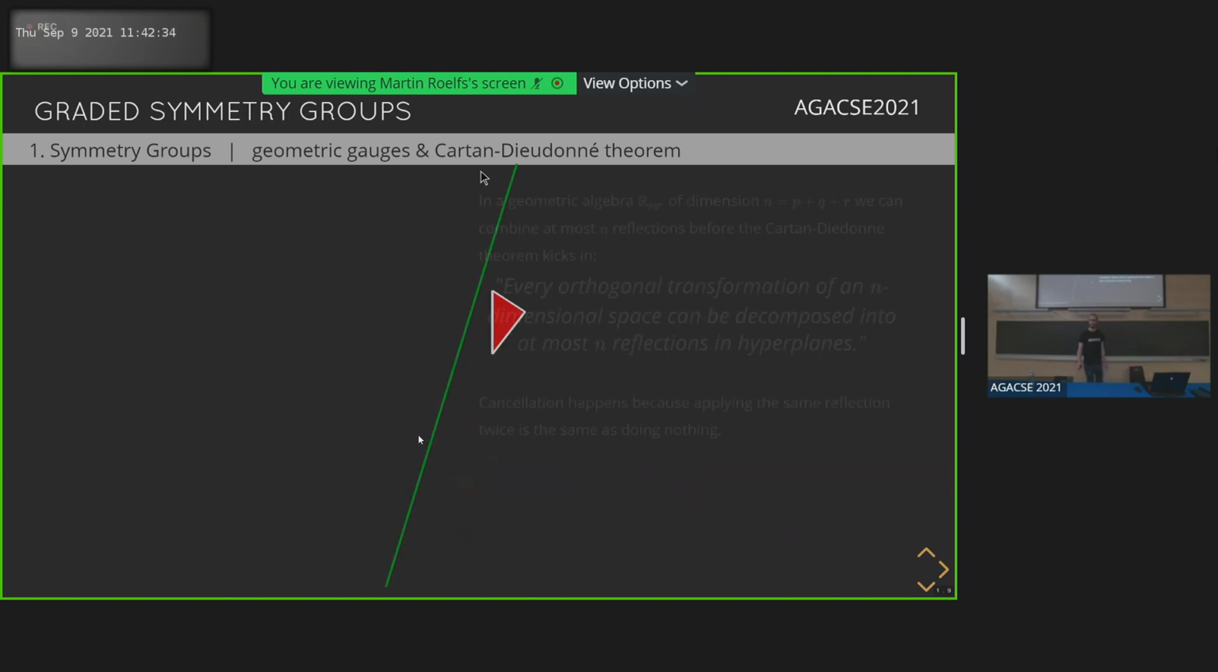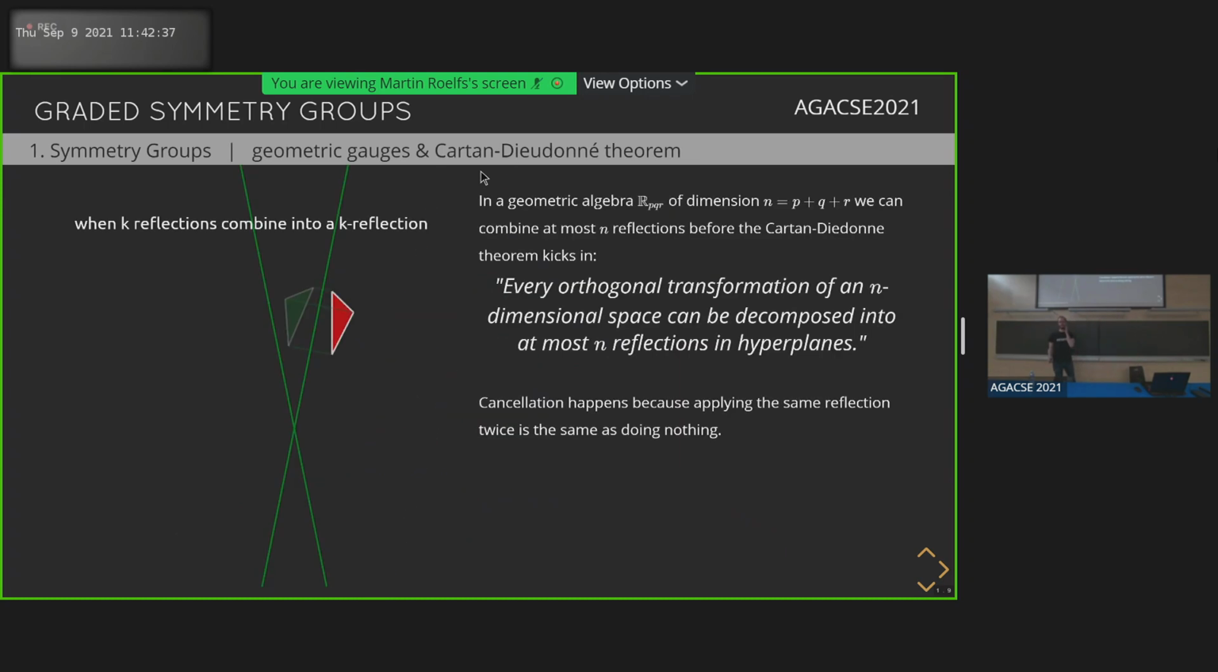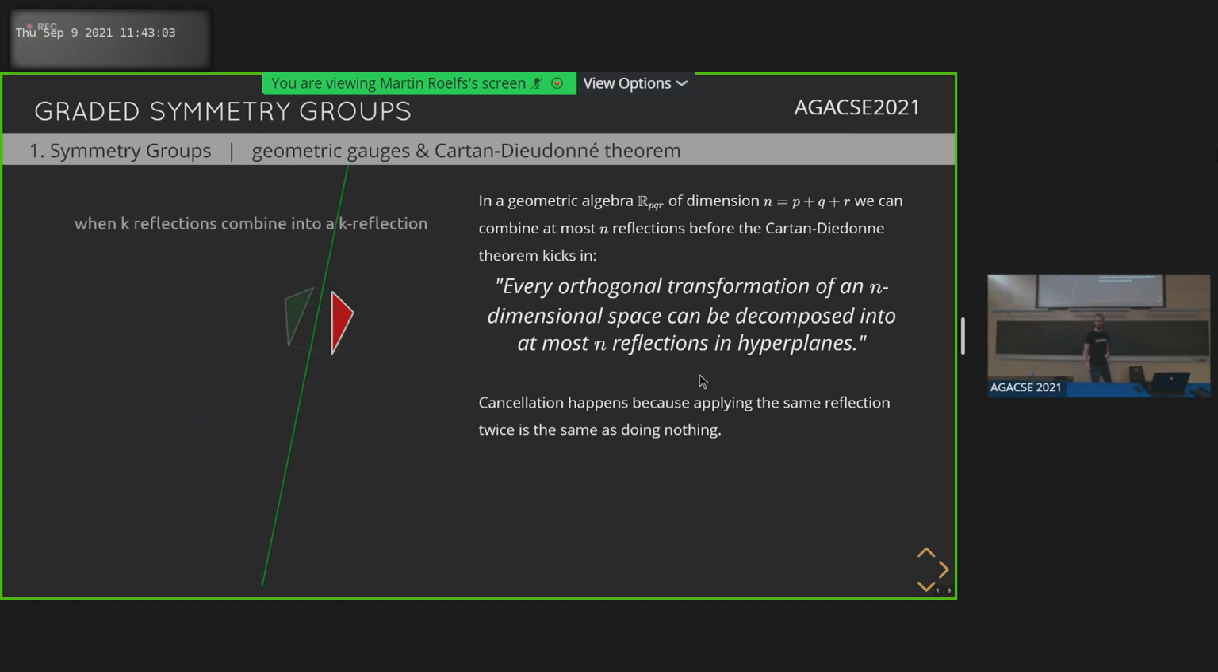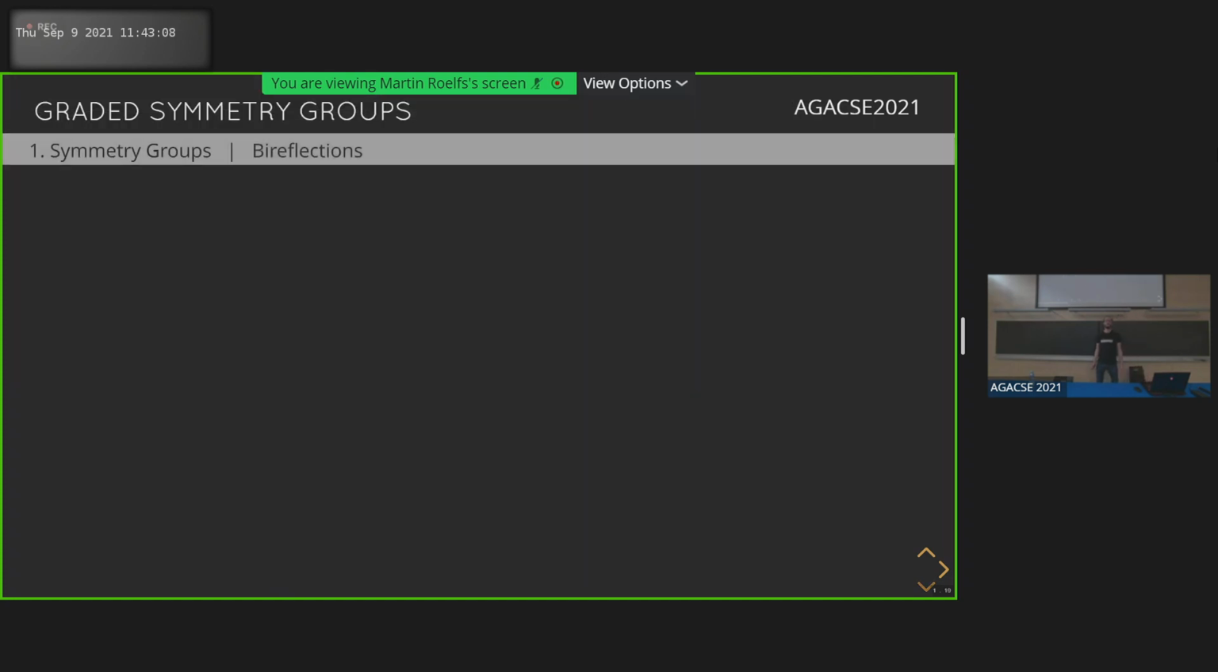All right. So in a geometric algebra R(p,q,r), then, the formal definition of the Cartan-Dieudonné theorem is, if the dimension of this algebra is n, which is the sum of p, q, and r, we can combine at most n reflections before Cartan-Dieudonné kicks in, which is that every orthogonal transformation of an n-dimensional space can be decomposed into at most n reflections in hyperplanes, where again the cancellation happens because doing the same reflection twice is the same as doing nothing.